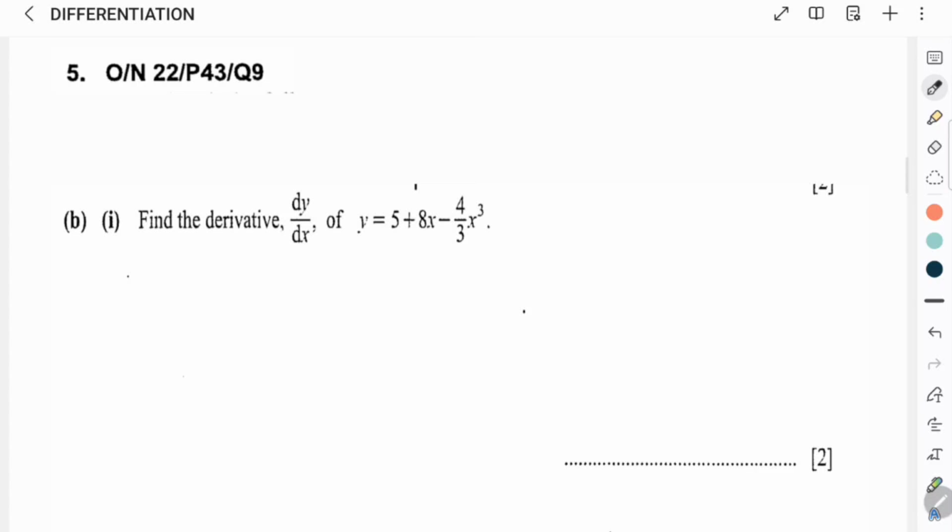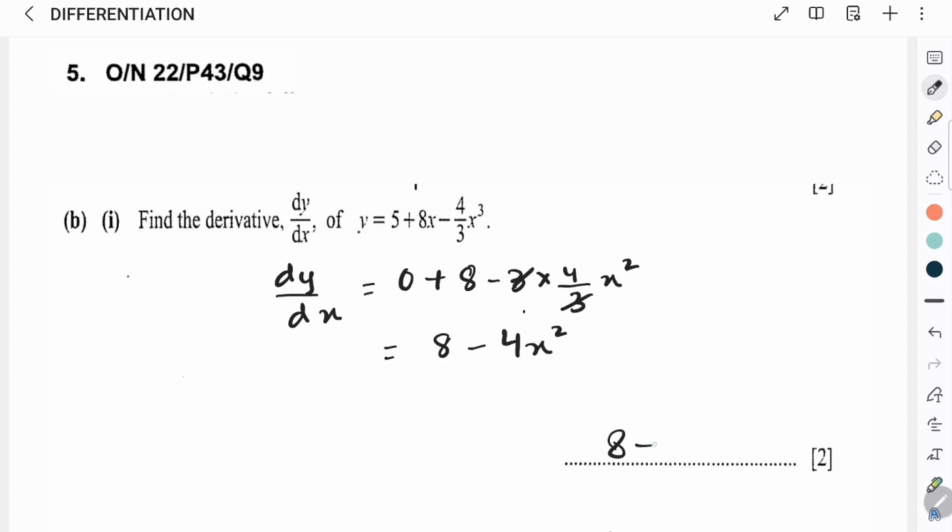Now this is October-November 2022 paper 4-3 question number 9. They're asking you to find the derivative dy/dx, where y equals 5 plus 8x minus 4 over 3x cubed. So dy/dx equals, the derivative of 5 is 0, plus 8 minus 3 times 4 over 3, x squared cancel. So that will become 8 minus 4 over x squared. Alright, so this was a 2 marks question.